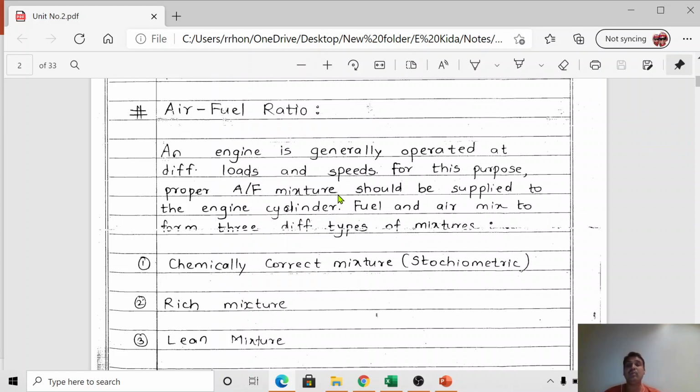So there should always be a variation in load as well as speed of the engine according to the operation and the requirement. For this purpose, we have to supply a proper amount of air and fuel mixture to the engine cylinder, and this ratio is called the fuel and air ratio or air to fuel ratio. I think all of you know about the accelerator. Many of you are using two-wheelers, and in a two-wheeler, the accelerator is there.